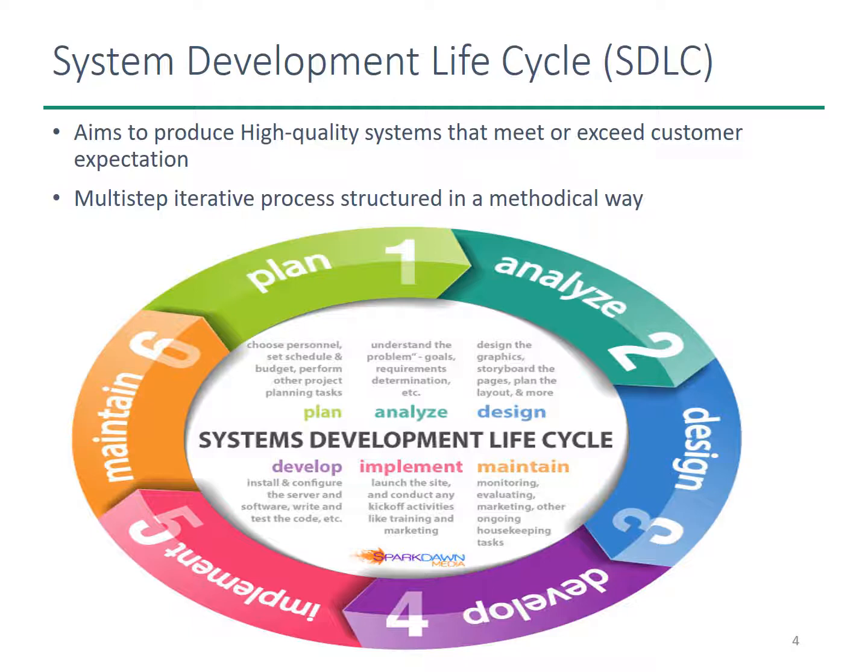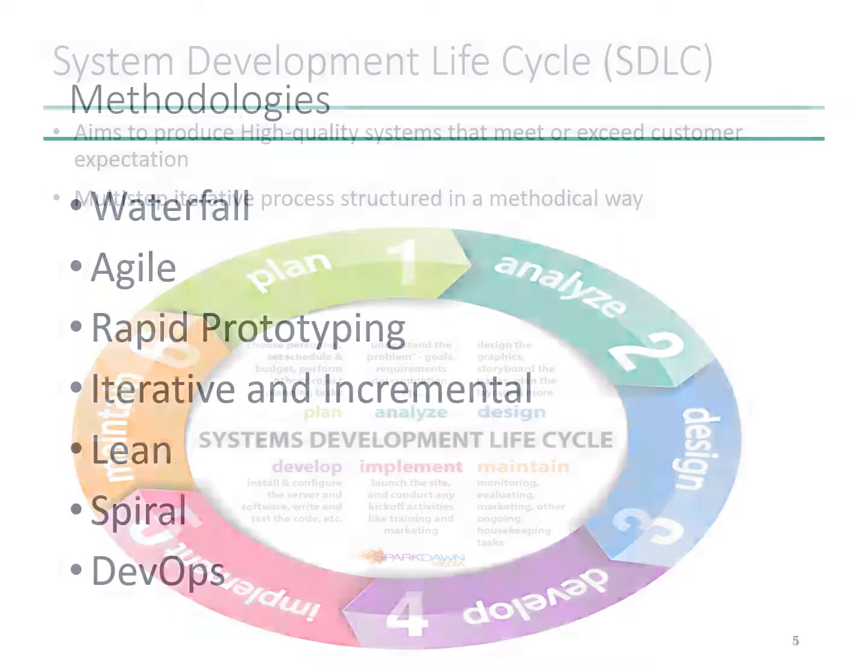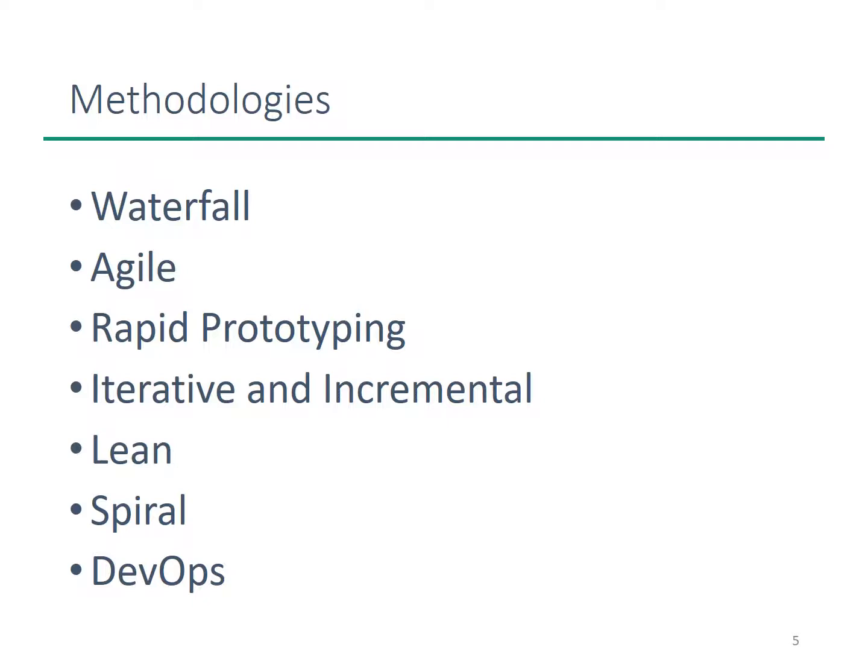So why do organizations have to go through all these? Computer systems are complex and often are integrated with multiple traditional systems supplied by different software vendors. So in an effort to improve the system's analysis and design processes, different approaches and methodologies have been developed. So a number of SDLC methodologies have been created to manage the complex computer systems. Some of them are Waterfall, Agile, Rapid Prototyping, Iterative and Incremental, Lean, Spiral, and DevOps. In the next few slides, we will look into Agile and Waterfall methodologies in detail.